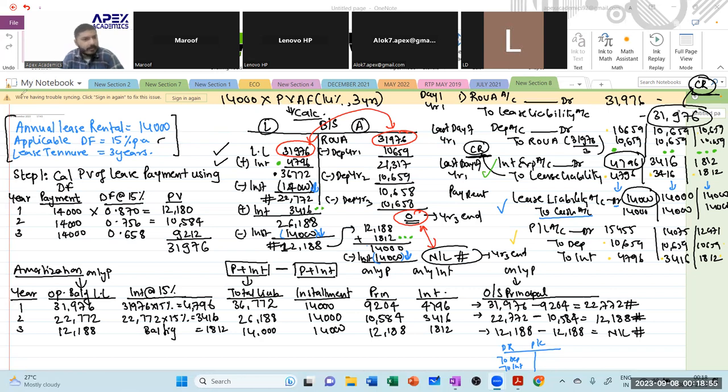With your permission, can I rub the lease amortization schedule downstairs? Because all the necessary calculations are there on our screen. Can I rub this downstairs? Can I rub it, please? Yes, sir. Okay. I want to show everything in one slide only so that you will be able to appreciate the difference.